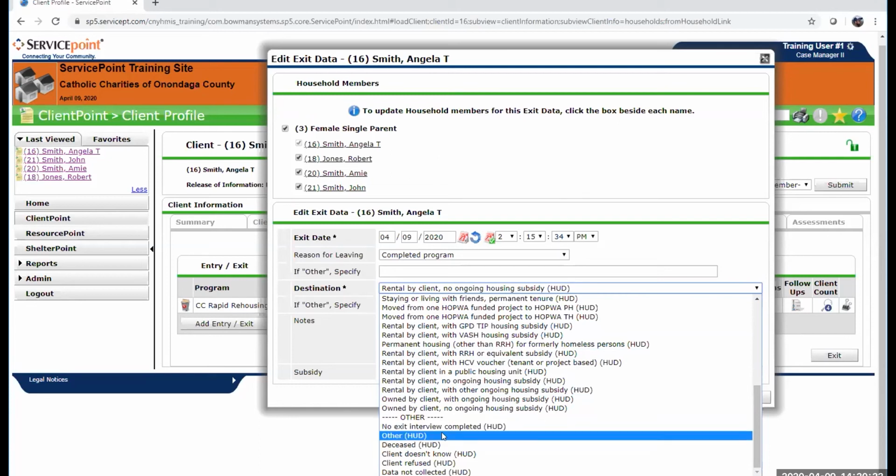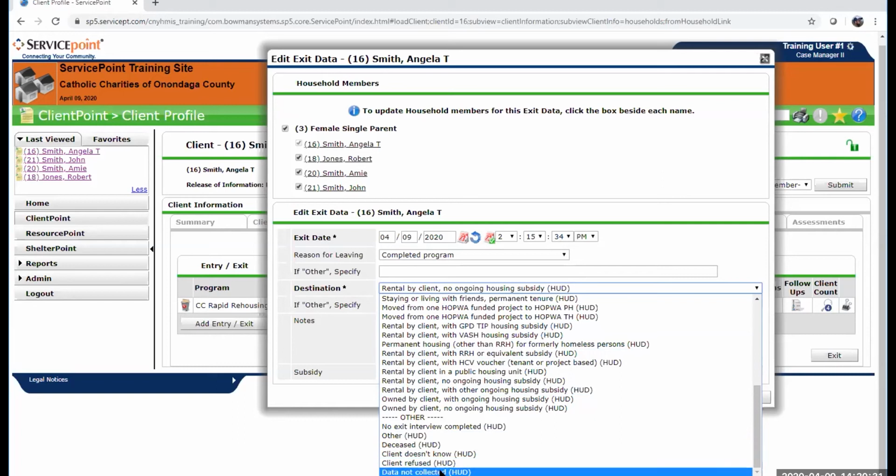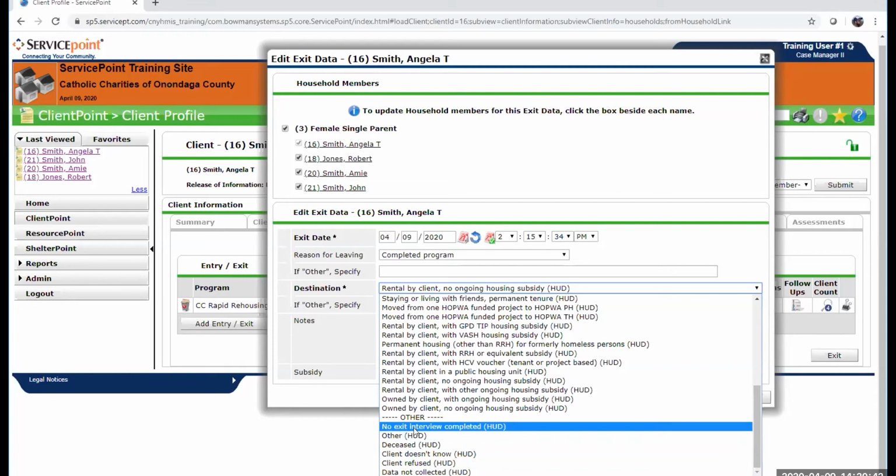We want to avoid any of the options in other. Obviously, if someone is deceased, then that is appropriate to select. However, it typically is never appropriate to select client doesn't know, client refused, or data not collected. If you did not collect sufficient information when the client left, or if they disappeared and we don't know where they went, then that's the only time. If you've tried several times to get that information and couldn't get it, then you would select no exit interview completed.